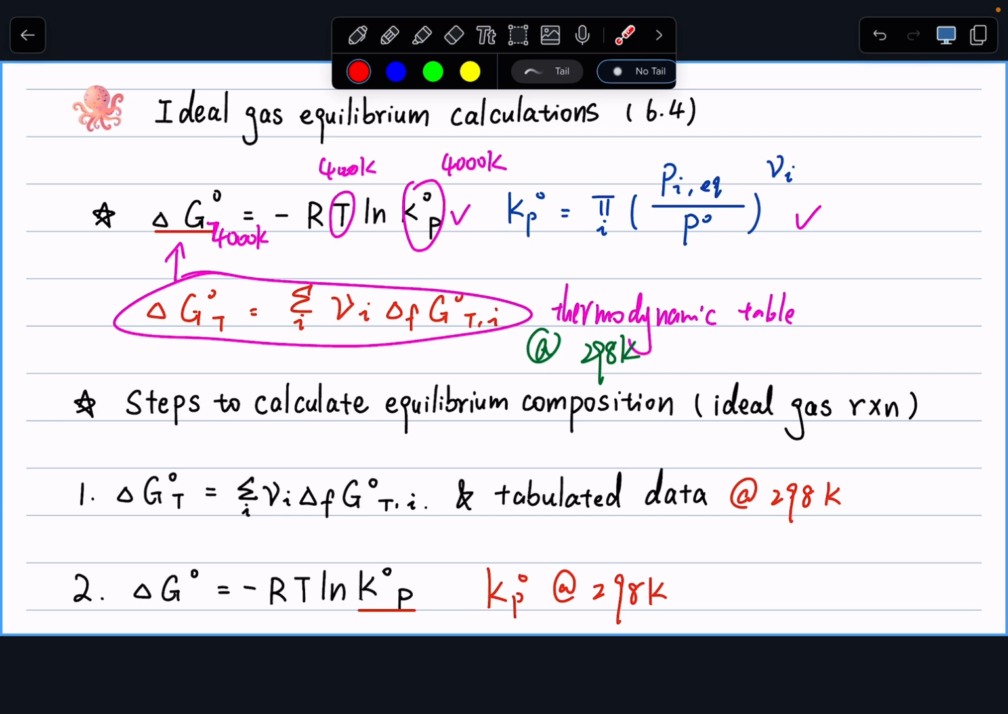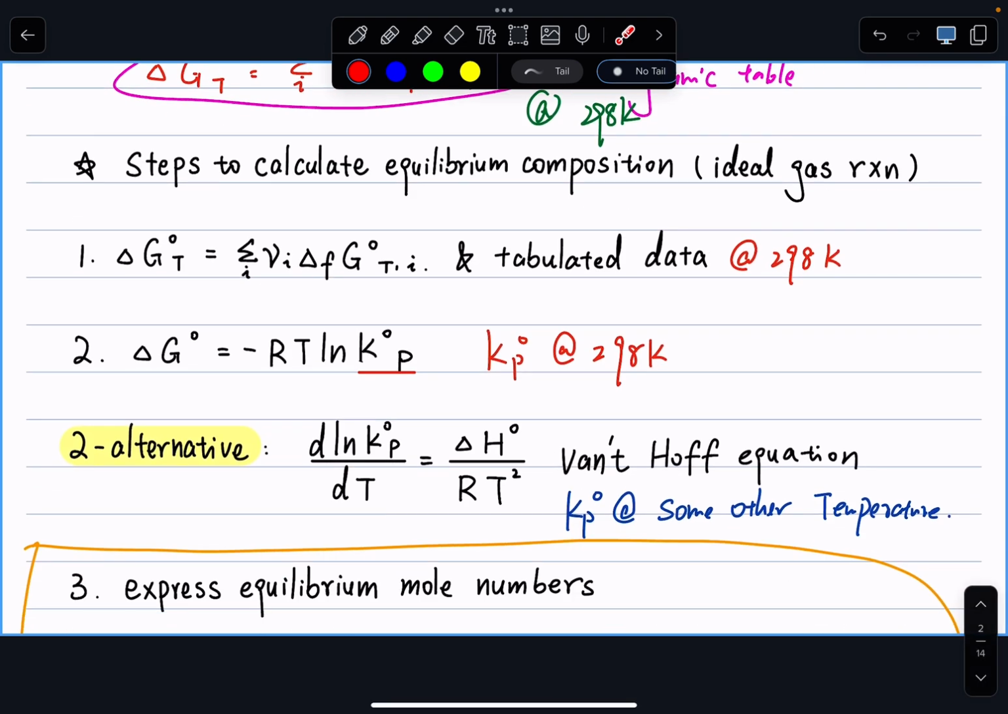In our last lecture, we went over an example of doing the calculation at 298 Kelvin. The one thing that I don't have time to do a problem with you, but you'll have that in the discussion worksheet, is what if the reaction reaches equilibrium at a different temperature? Let's say 4,000 Kelvin. So what's going to happen?